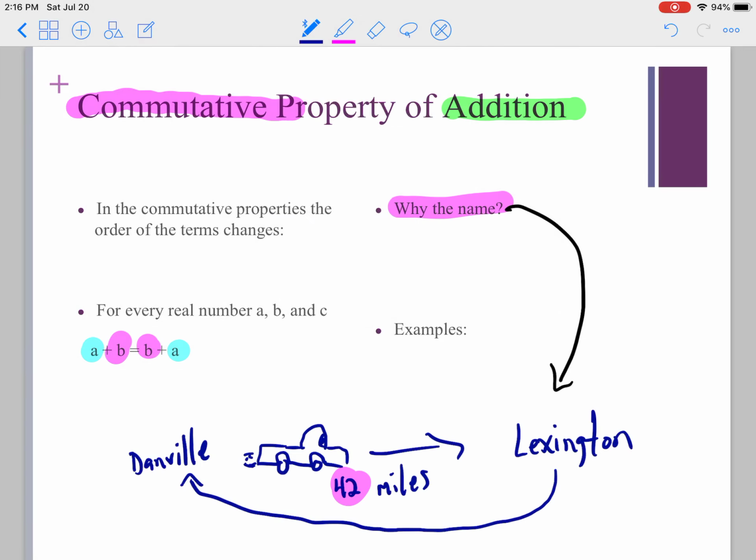We could use 3 plus 1 is equal to 4, and 1 plus 3 is equal to 4. We could use 7 plus 6 is equal to 13, but 6 plus 7 is also equal to 13. We can have many different examples that basically say if the order of the terms changes, the value does not. So that is the commutative property of addition.